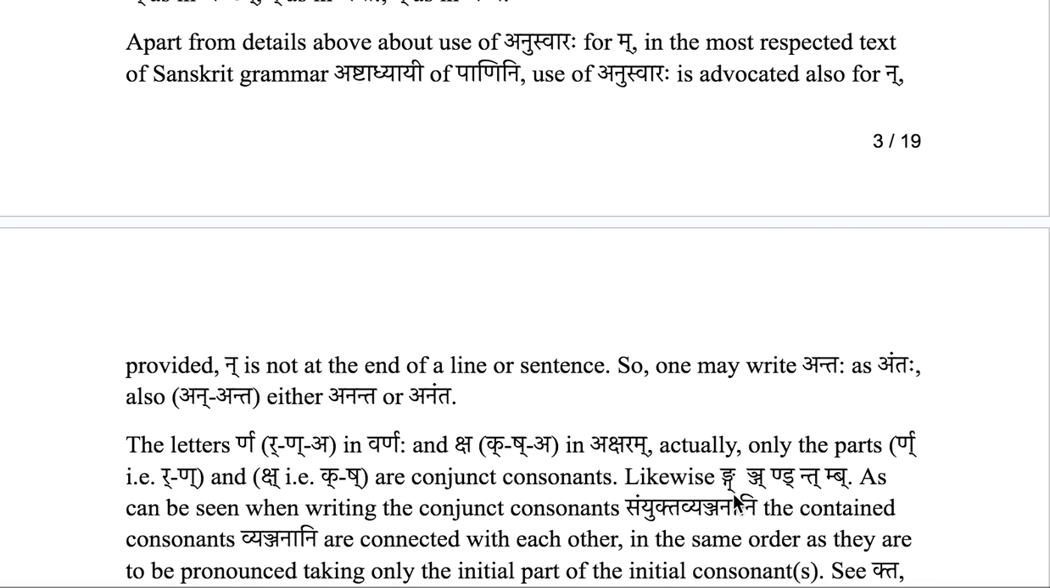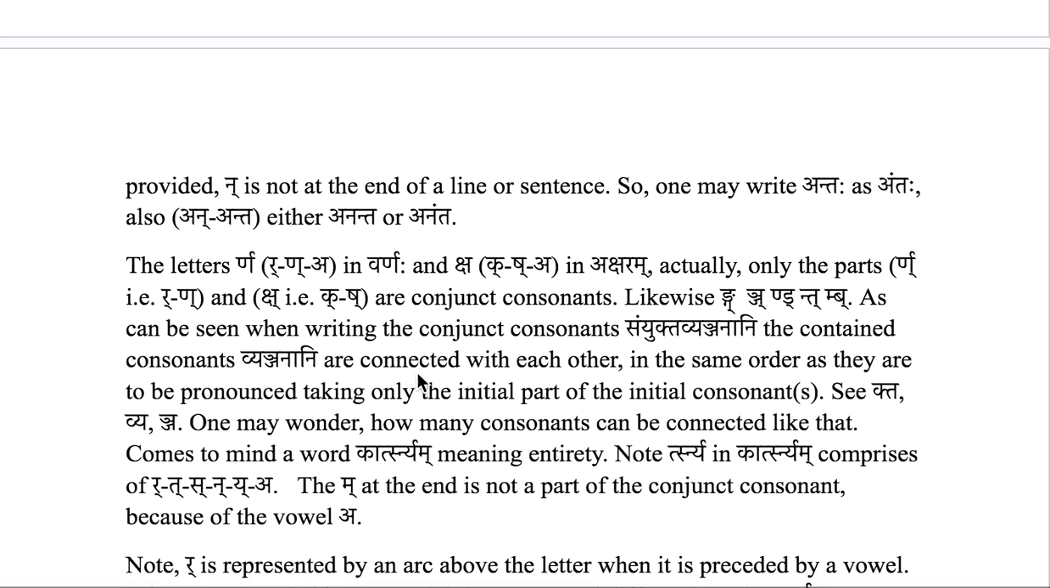Likewise, Ng, nj, nd, nt. As can be seen, when writing the conjunct consonants, Sanyukta Vyanjanani, the contained consonants, Vyanjanani, are connected with each other in the same order as they are to be pronounced, taking only the initial part of the initial consonants. See, kt, vya, nj. One may wonder how many consonants can be connected like that.